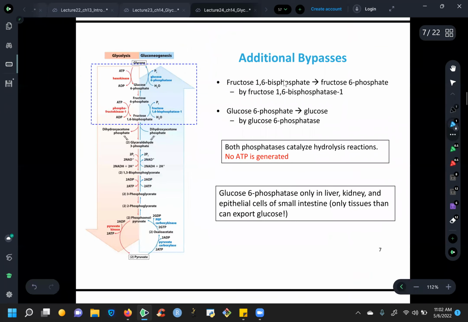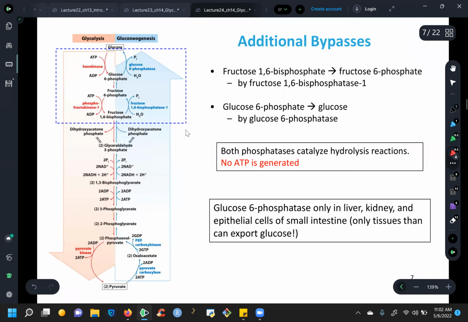So additional bypasses. So this is reaction... Let me see if I can write. So this was reaction 1. No, it doesn't let me. I may have to just restart my entire computer. Okay, I guess I'll just try to keep going without writing.